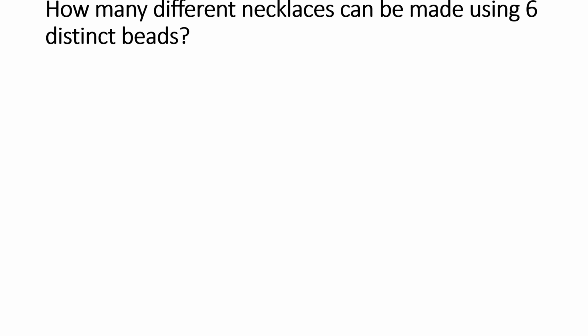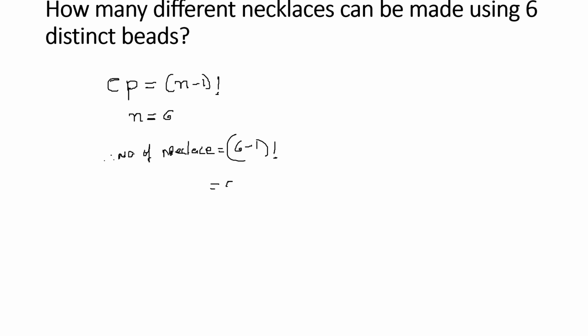How many different necklaces can be made using 6 distinct beads? So whenever it is to make a necklace or bracelet, okay, this is the problem of circular permutation. So circular permutation of n objects is given by n minus 1 factorial. Here n is number of beads, that is 6. Therefore, the required number of necklaces is equal to 6 minus 1 factorial. That is 5 factorial. So that is 120 necklaces can be made.